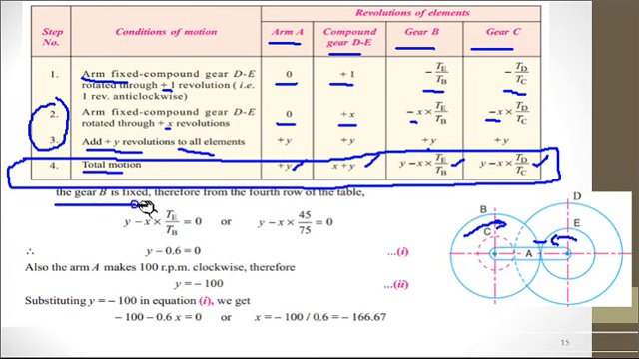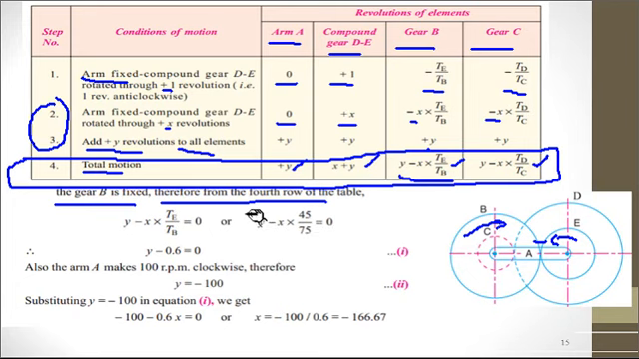The gear B is fixed, therefore the fourth row of the table for gear B is equal to Y minus X into TE by TB. Here we equate this equation with 0, because in the problem gear B is given as fixed. Y minus X into TE by TB is equal to 0. We know the values of TE and TB, so let us substitute the values. Y minus X into 45 by 75 is equal to 0.